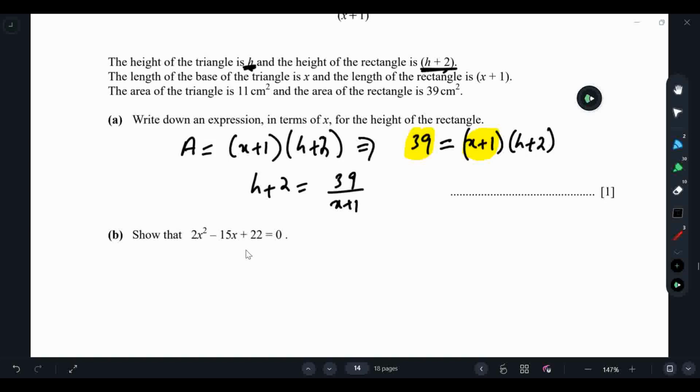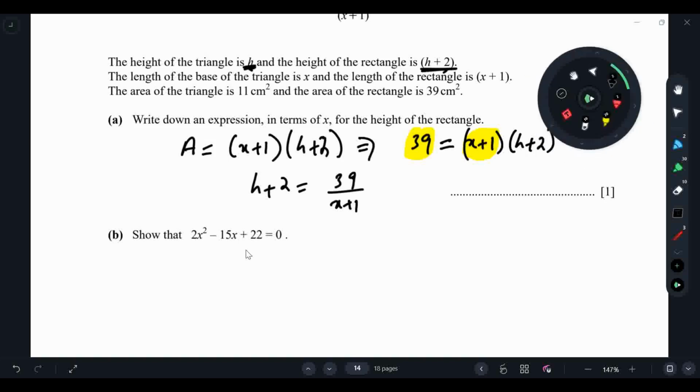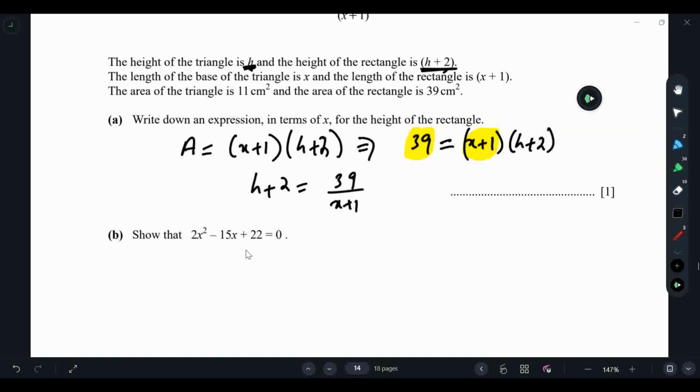Show that 2x square minus 15x plus 22 is equal to 0. Now how can we show this thing? So we can use the basic rules, that the basic rule is the area of the triangle.